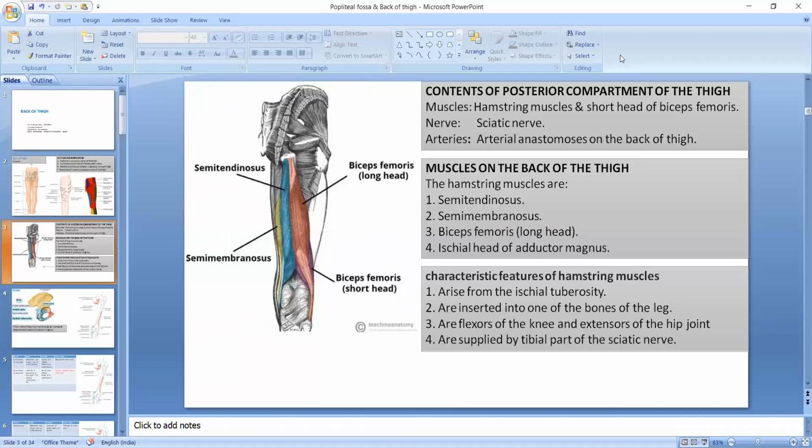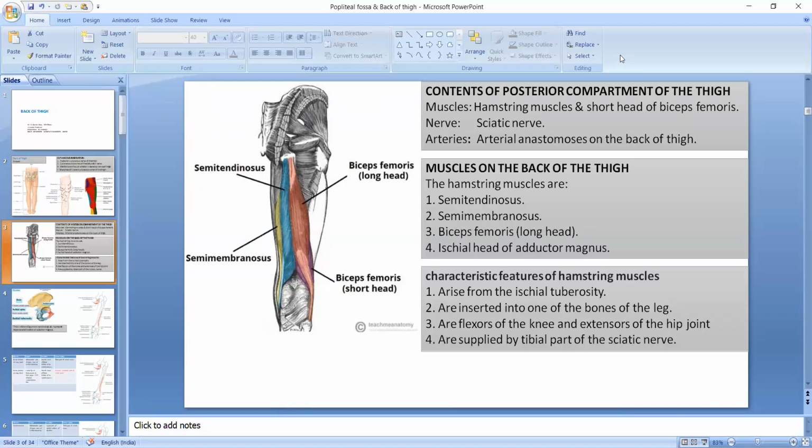First, we will discuss the muscles on the back of the thigh, that is the hamstring muscles. The hamstring muscles are semitendinosus, semimembranosus, and the long head of the biceps femoris, and the ischial head of the adductor magnus. Now we will discuss the characteristic features of the hamstring muscles.